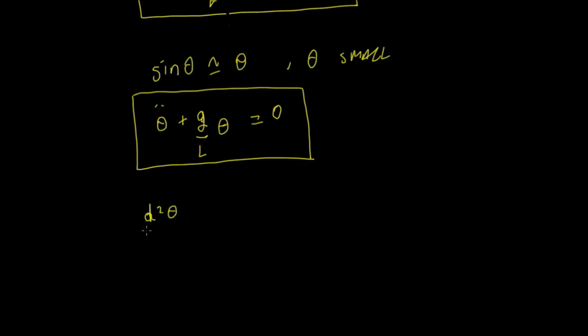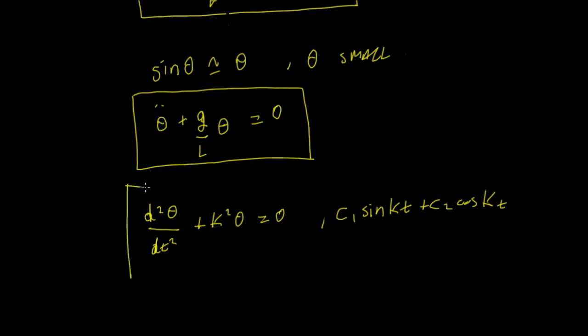But that differential equation is of the form d squared theta by dt squared plus k squared times theta equals 0. The solution to that equation is going to be of the form c1 sin(kt) plus c2 cos(kt). So that is the standard form of that differential equation, and that's the solution.